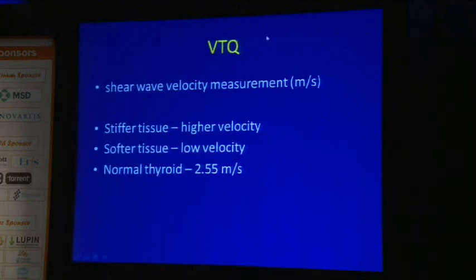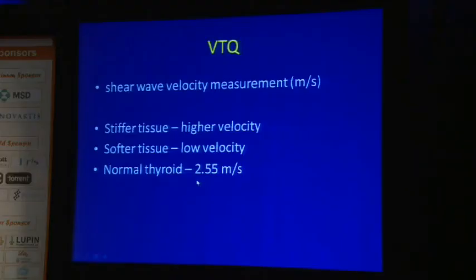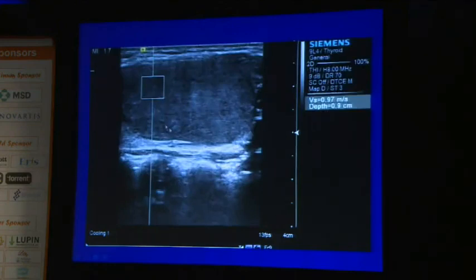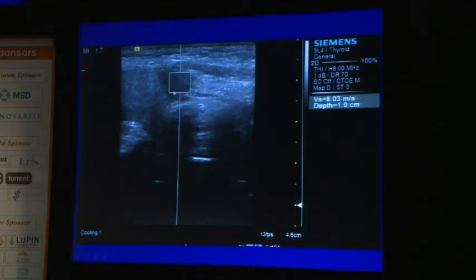Using RFE technology, we can measure the velocity of sound that goes through the lesion, as I mentioned, and the stiffer the tissue, the higher the velocity. The normal range obtained from thyroid is approximately 2.55 meters per second. This is an example of a benign thyroid nodule where the measurement is about 0.97, and this is an example of a malignant irregular hypoechoic lesion with a velocity of 8.